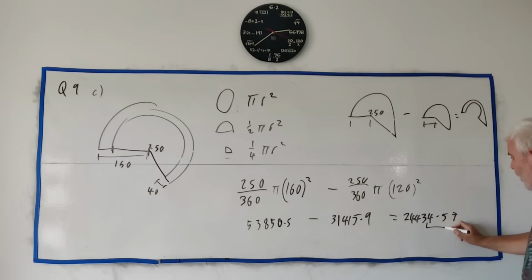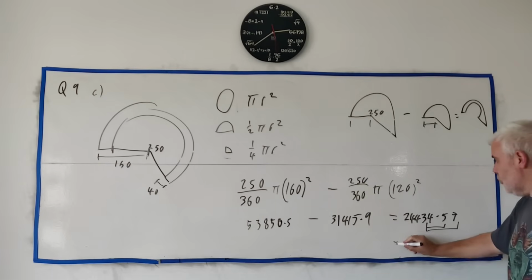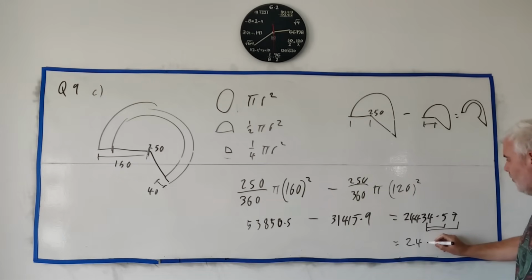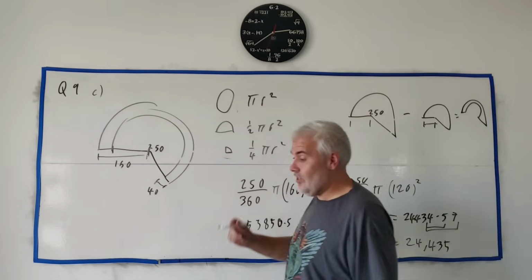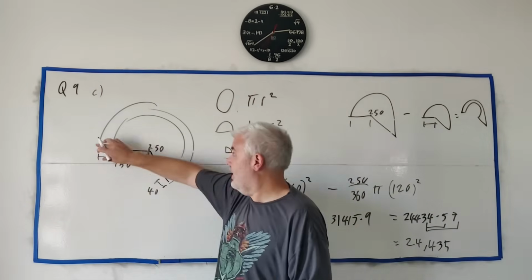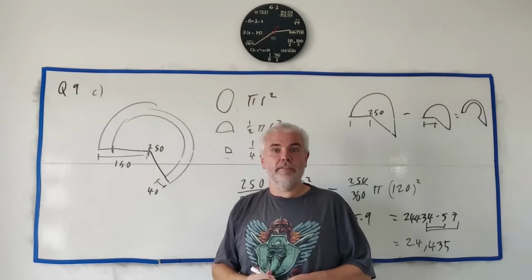That's 45. Is it closer to 40 or 50? It's right in the middle. So let's look at all of it here: 457. It's closer to 500. So this rounds up to 24,435. That's the area of the shaded region, this outside ring here.